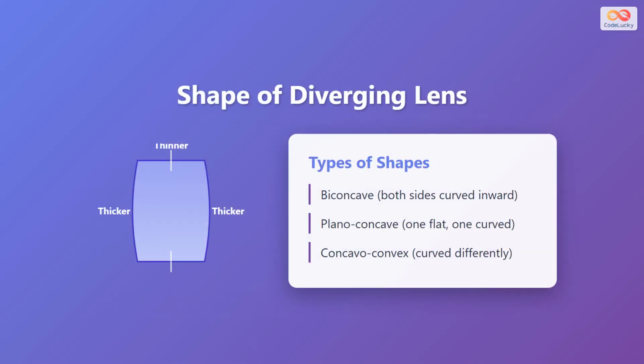Diverging lenses come in several different shapes, but they all share the common feature of being thinner in the middle. The most common type is the biconcave lens, where both sides curve inward. There's also the plano-concave lens, which has one flat side and one curved side. Finally, there's the concavo-convex lens, where both sides are curved but at different amounts. Regardless of the specific shape, all diverging lenses have thicker edges and a thinner center, which is the key to their light-spreading behavior.